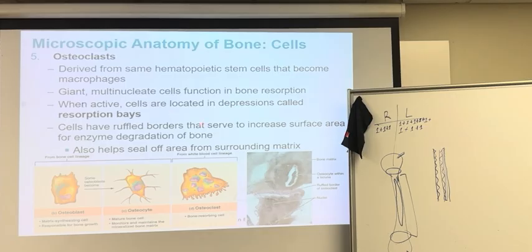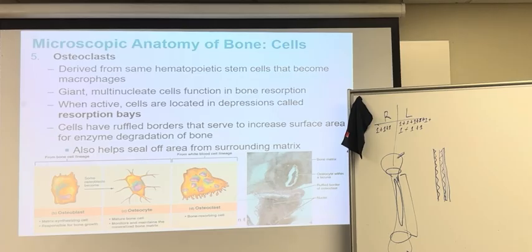When active, cells are located in depression called the resorption bay. Cells have ruffled borders, as you can see right here, that serve to increase the surface area for enzyme degradation of the bone. Also helps seal off the area from the surrounding matrix.